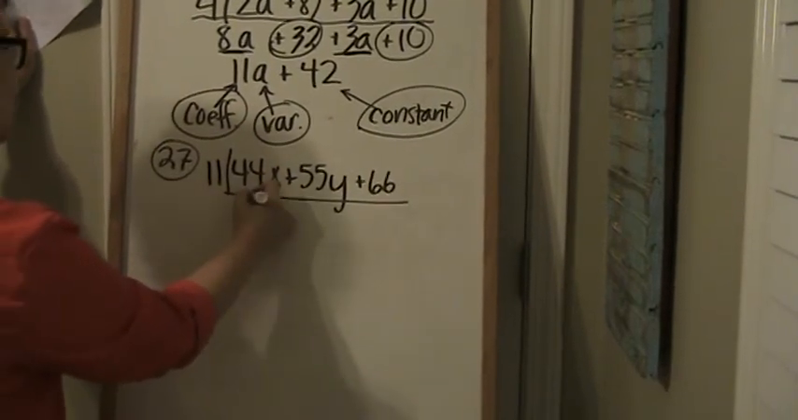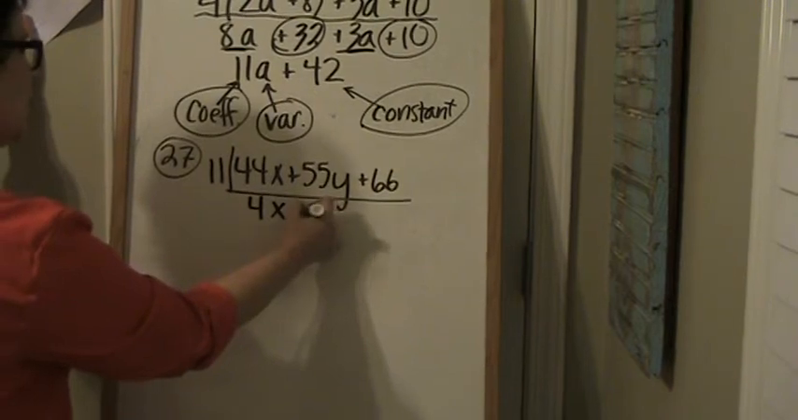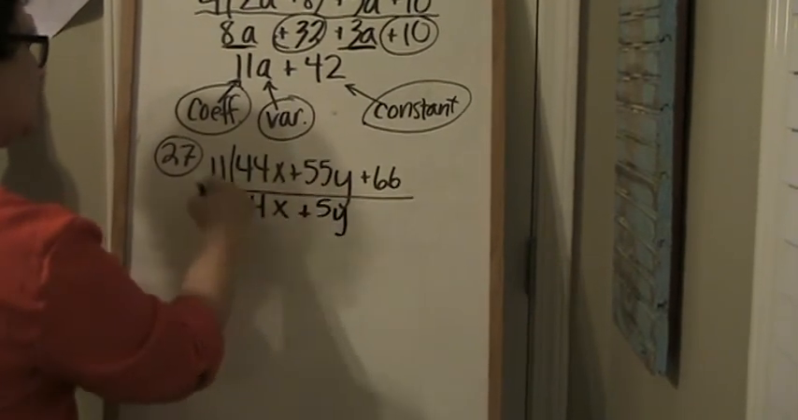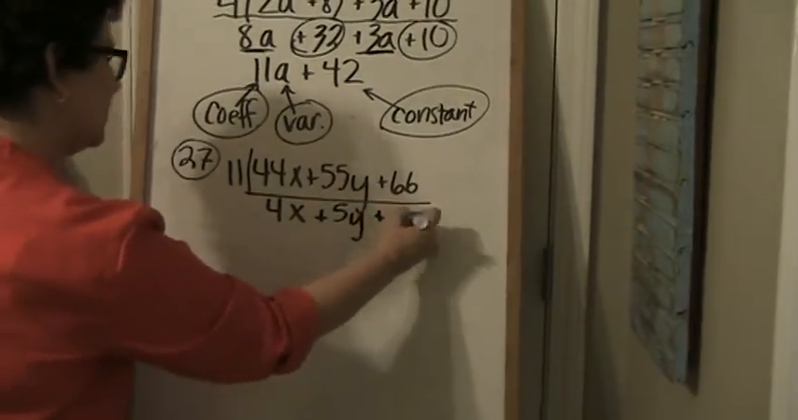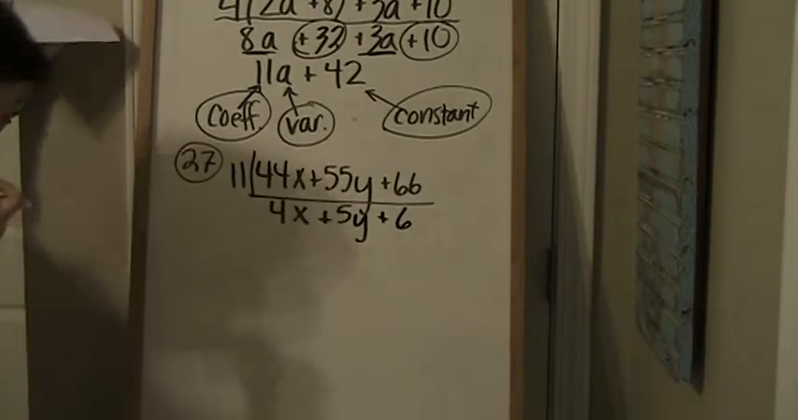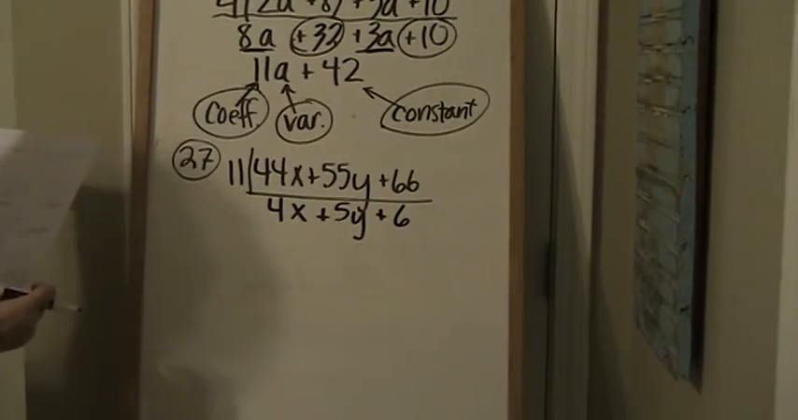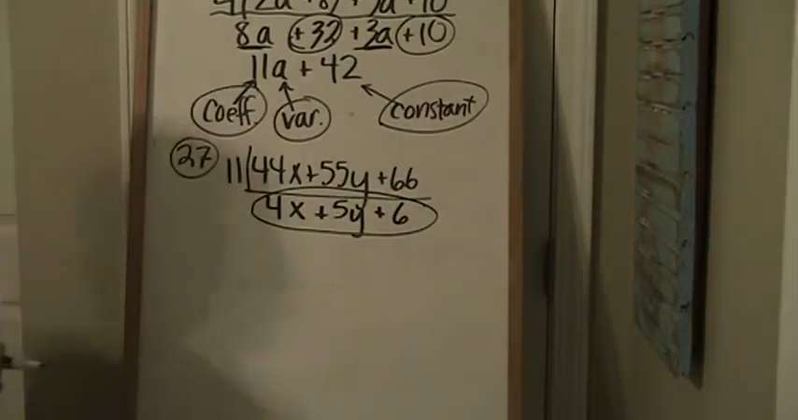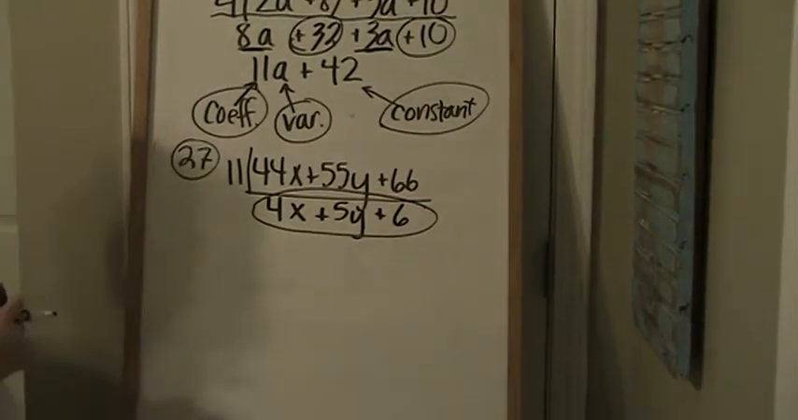What does that leave me with here? That leaves me with 4x, x stays in there, plus 5y plus 11 times 6 is 66. So I get 4x plus 5y plus 6. This right here is your answer. Okay, that is factoring the expression.